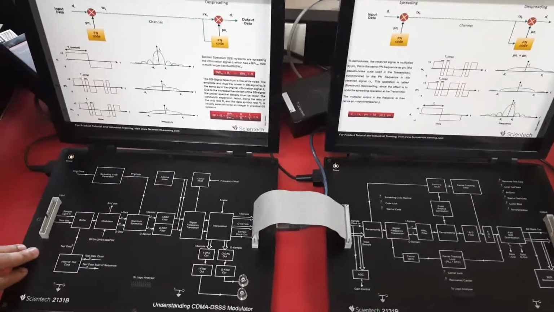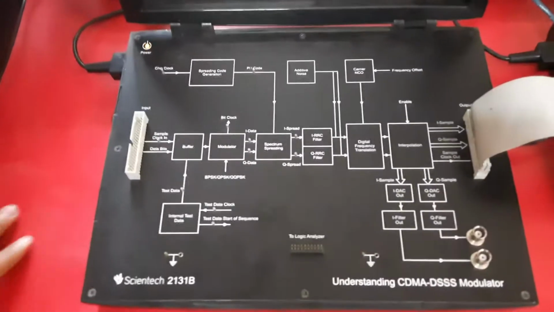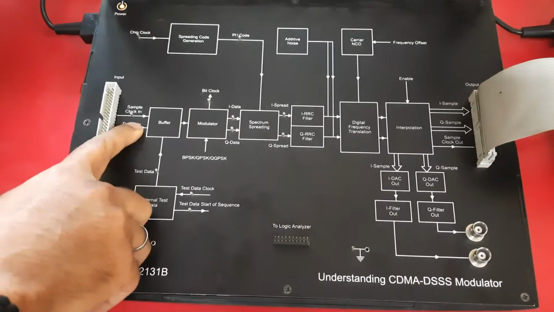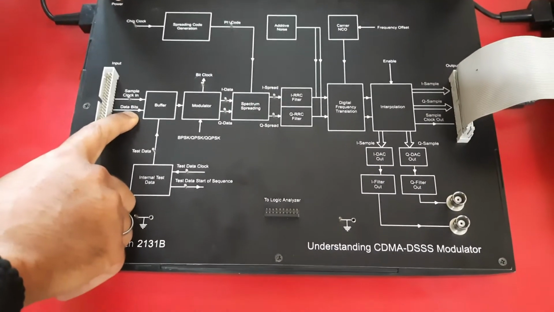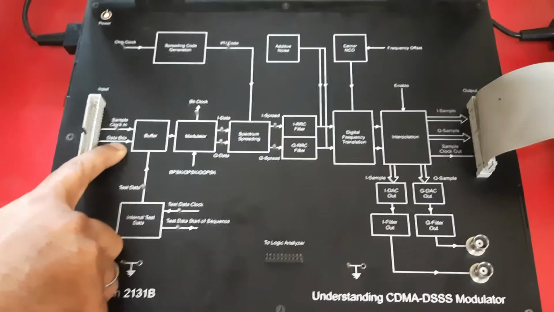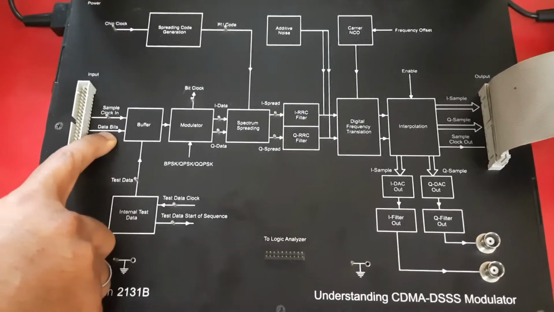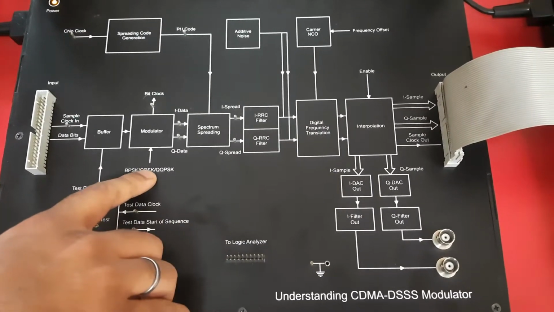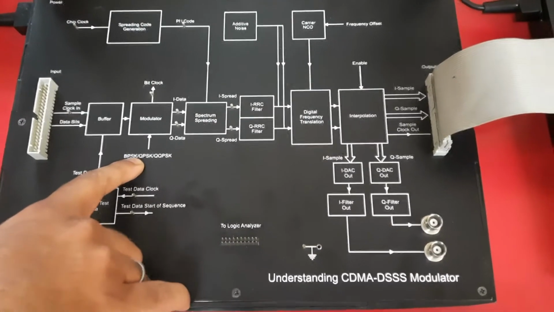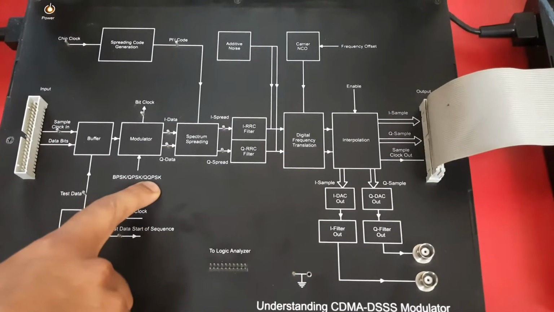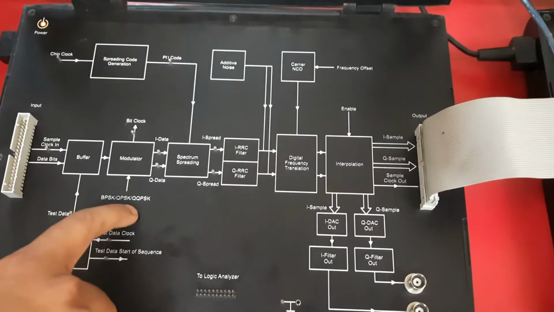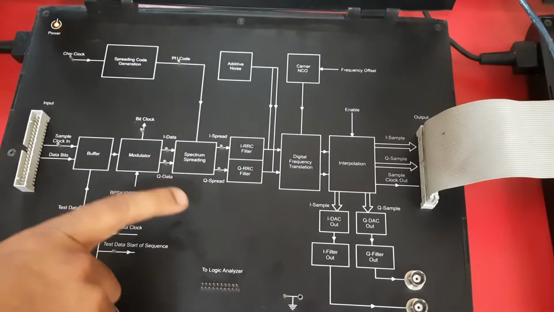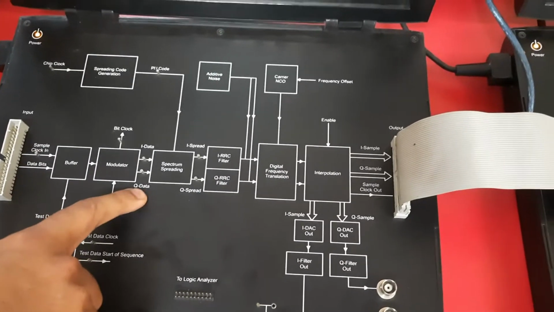So you can see here the different blocks. This is the demodulator side. There is an information signal, sample clock signal, and data bits. These we are going to configure by using software. This is our baseband signal which is stored in a buffer, and this is the modulator having different modulation schemes: BPSK, QPSK, OQPSK. We can select any one of these, and the bit clock, how many bits we are going to use, and after that we get the I/Q data.